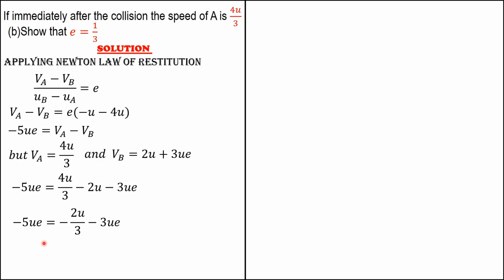For which, further simplifying, we are going to get negative 5UE to be equal to negative 2U divided by 3, that's if you do the LCM here, then minus 3UE. From which, if you further simplify again, we are going to have negative 2UE to be equal to negative 2U divided by 3. So I simply send negative 3U to the left hand side. So from which we can therefore get the expression for the coefficient of restitution, that is E, to be equal to 1/3, which was actually what was being asked for us to prove in the B part of the question.